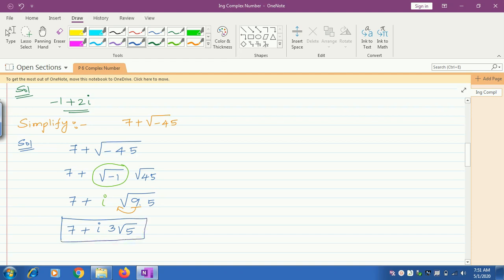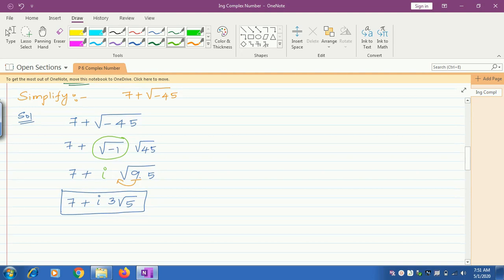What is the conjugate? If the question is asking for the conjugate of this given complex number, the conjugate is 7 minus i 3 root 5. Either you can write it as i3 or 3i, it is the same. Okay.